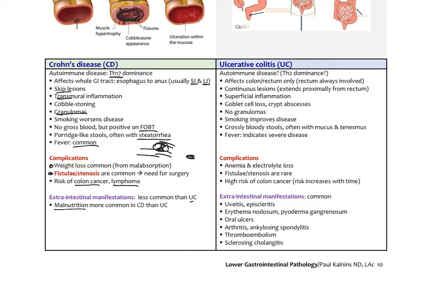Ulcerative colitis we think is potentially autoimmune, but this one seems to have more of a Th2 predominance, which is your main allergy branch of the immune system. We see the same thing in asthma and eczema and so forth.